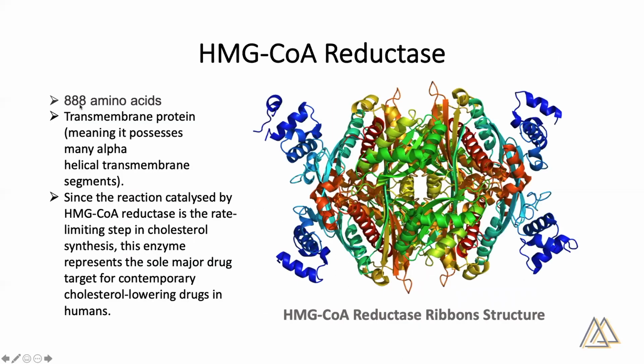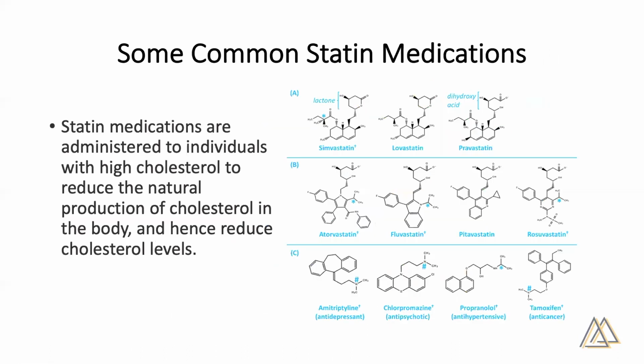Just some more information, it's got 888 amino acids. So what do these statin medications look like? There's many different types of statin medications, and they all act as competitive inhibitors of the HMG coenzyme A reductase enzyme. These are all administered to individuals with high cholesterol to inhibit the natural synthesis of cholesterol in the body.